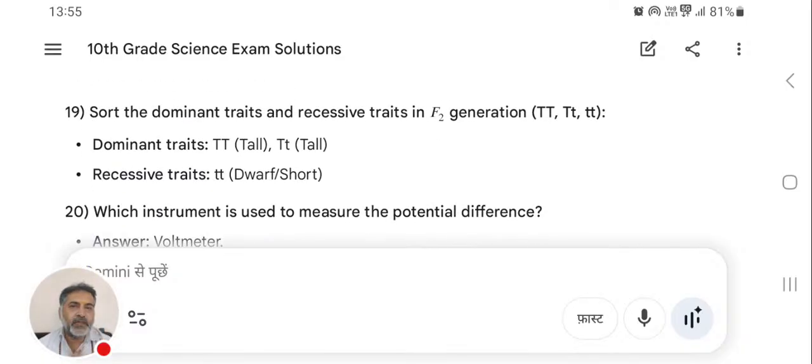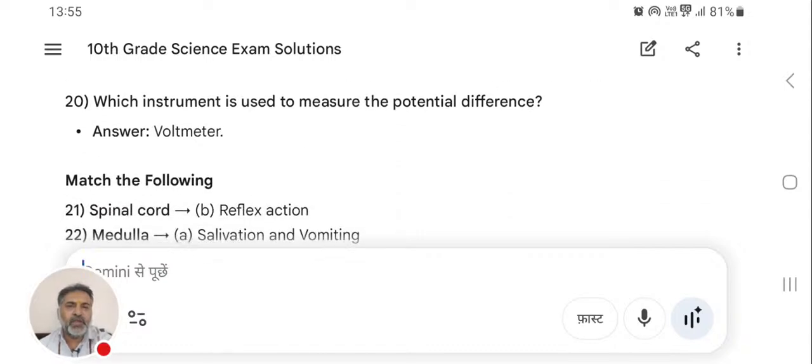Question number 19. Show the dominant traits and recessive traits in F2 generation: TT, small t small t. The dominant trait is capital T, tall, and the recessive trait is small t, dwarf or short. That is the answer.